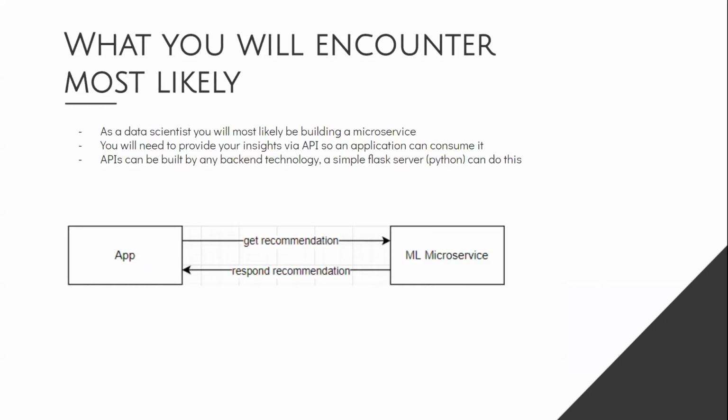And you will need to provide your insights via API. Yeah. And this can be done with any backend technology. I showed, for example, a simple Flask server can do this. And the communication between the app and the microservice would then be, okay, the app asks for a recommendation, for example, for Spotify, hey, I want to create a mixtape for this user. The microservice does the calculation and then would respond with, here, this is the mixtape, and the application could show it.